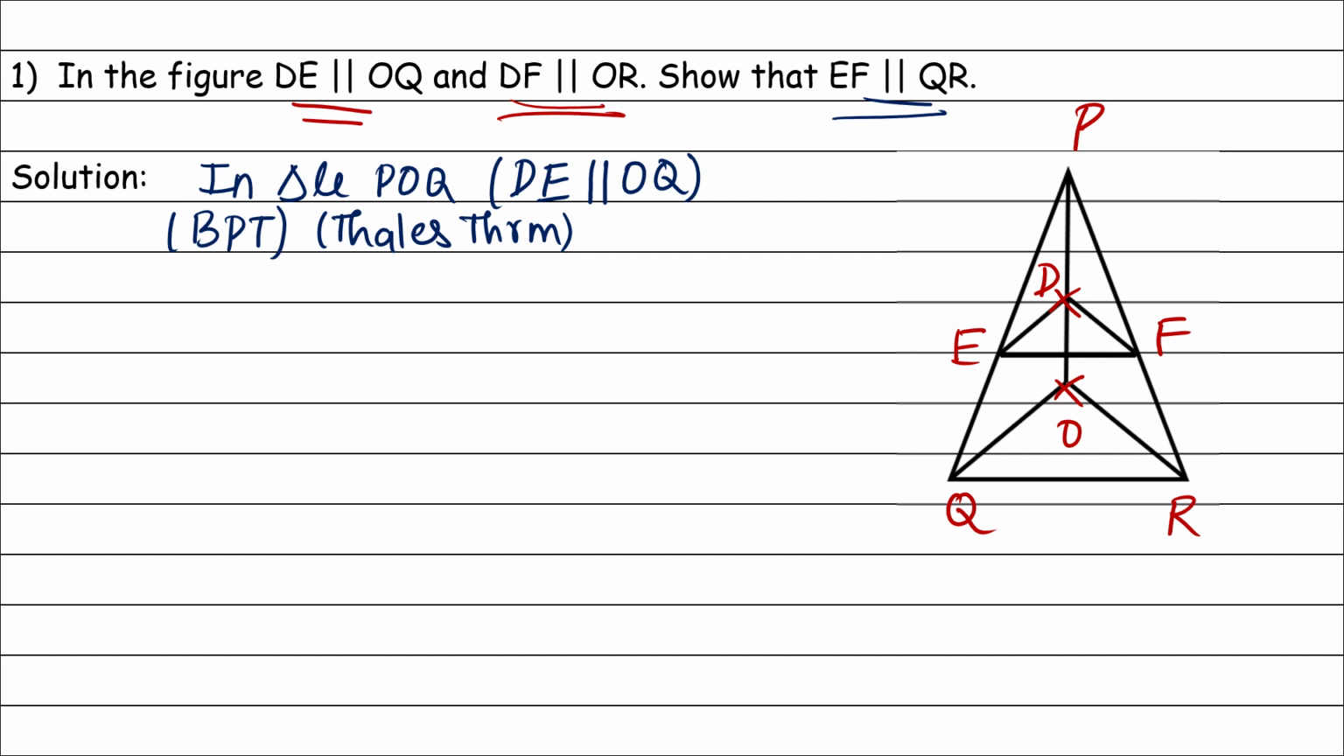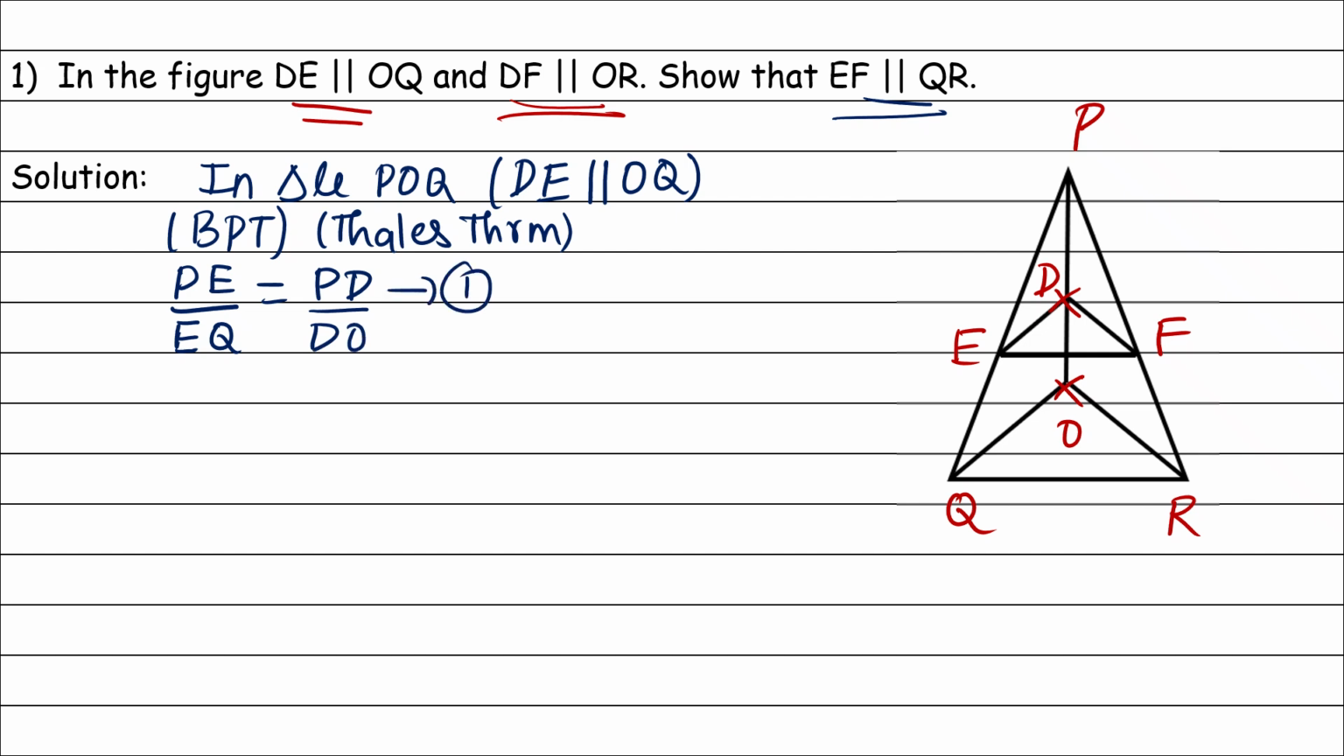So in triangle POQ, when I apply BPT theorem or Thales theorem, I am going to get a proportionate ratio, that is PE by EQ is equal to PD by DO. Mark this as equation 1.